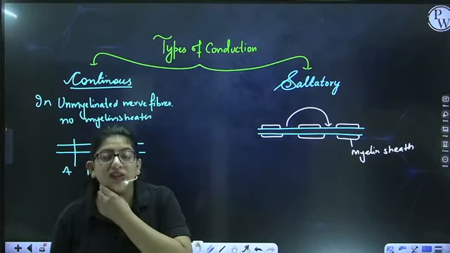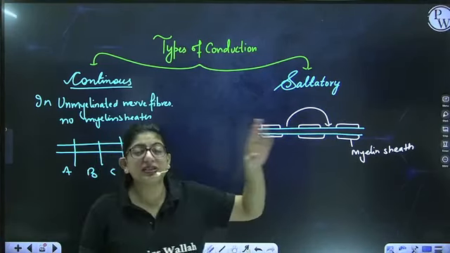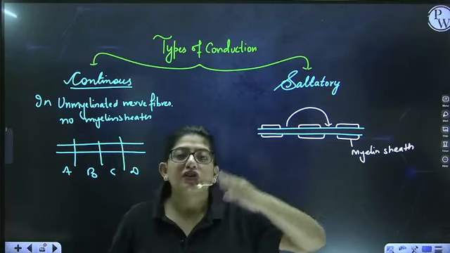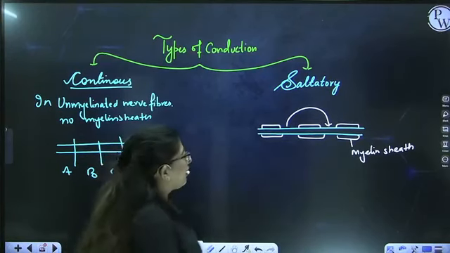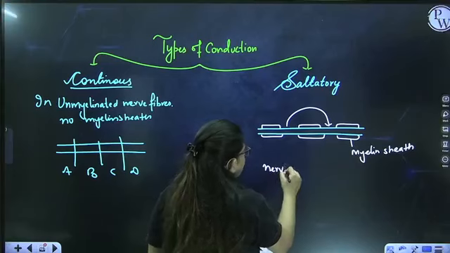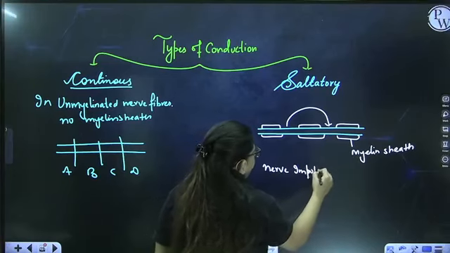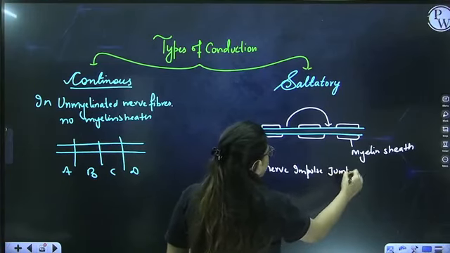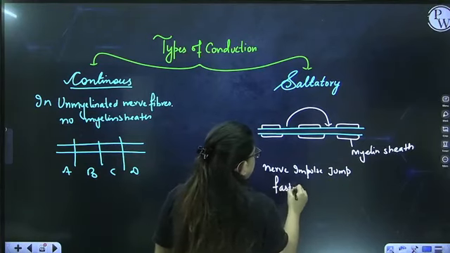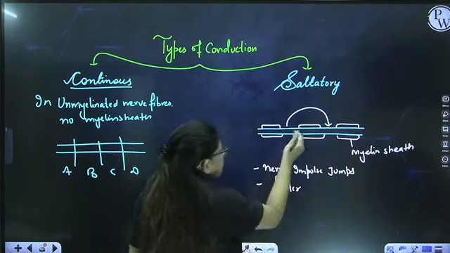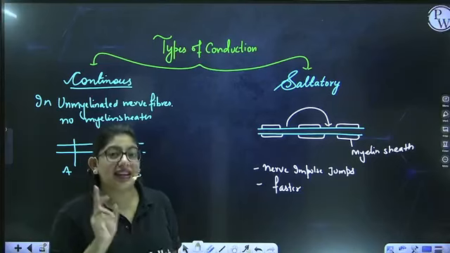That's why its name is saltatory conduction. Saltation means jumping, right? So, here the nerve impulse jumps. So, what do you think? Which one is faster? This one is faster. Why? Because it is jumping, and it will also use less energy.